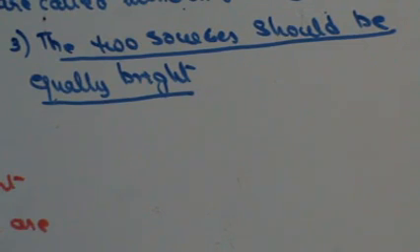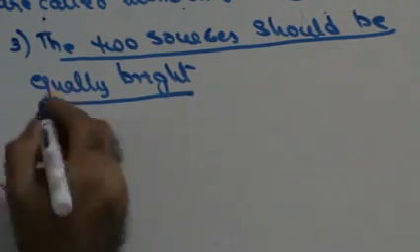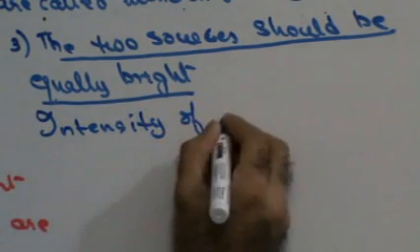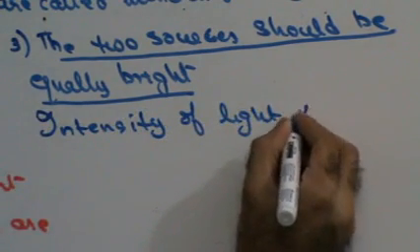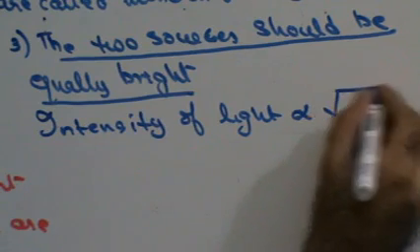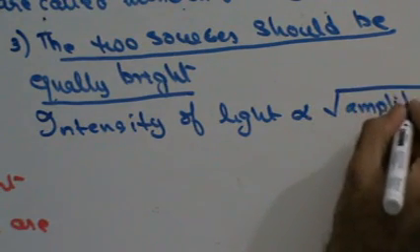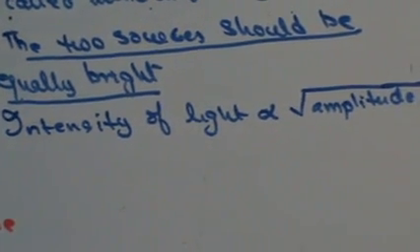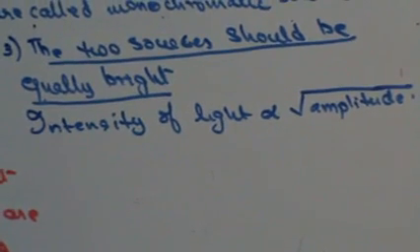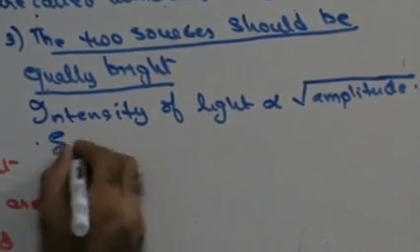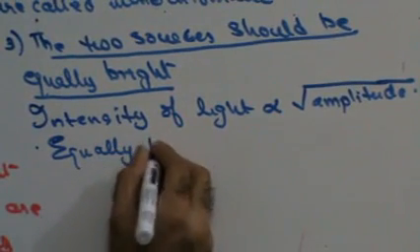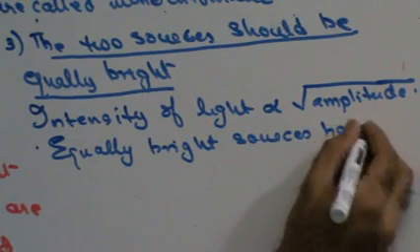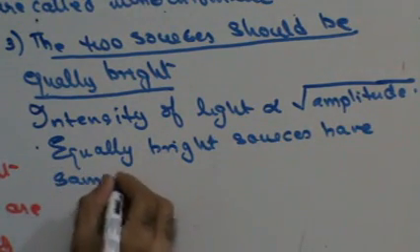I can say that the intensity of light is directly proportional to the square root of amplitude. Right? Square root of amplitude. So equally bright sources have same amplitudes.